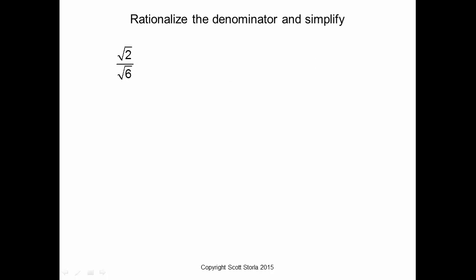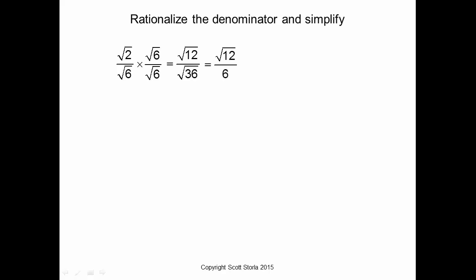Try this one. Here the form of 1 is square root of 6 divided by square root of 6. In the numerator, we get square root of 12 by the product property. And in the denominator, square root of 36. In the denominator, square root of 36 will be 6.